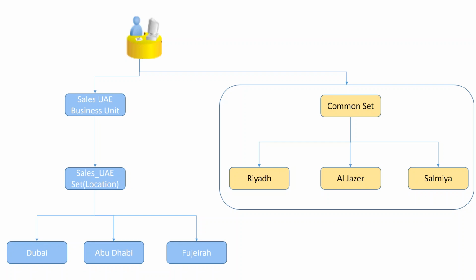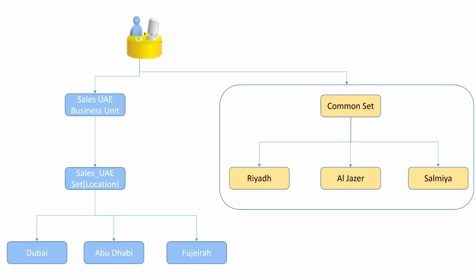So reference set provides security by which you can segregate your data. Now here is the scenario, why I have given two arrows in both the common set and the sales UAE business unit reference data set: this administrator is able to use the Dubai, Abu Dhabi and Fujairah locations for all the employees hired in the sales UAE business unit. But these three locations are not available in the other business units because they are secured with the reference data set which is only for the UAE business unit.